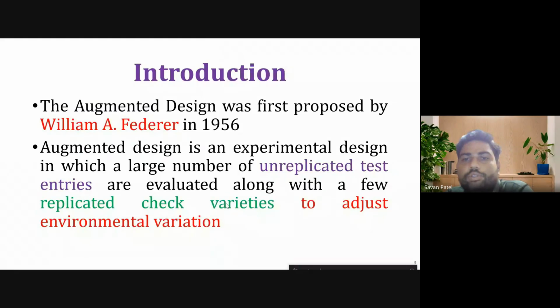So basically the augmented design was first proposed by William Federer in 1956. And the augmented design is the experimental design in which a large number of unreplicated test entries or a large number of accessions or germplasm are evaluated along with a few replicated check varieties to adjust the environmental variation. In RCBD design, our test entries or genotypes are replicated, but in case of augmented design, our test entries or genotypes or accessions are non-replicated, but our check varieties are replicated. Our check varieties are replicated to minimize the environmental variation which is available in all our blocks.